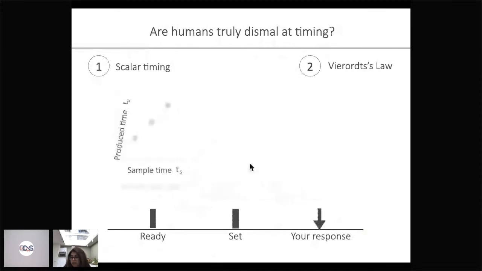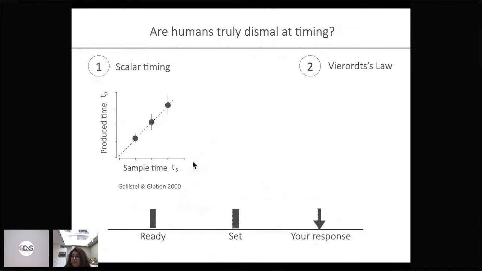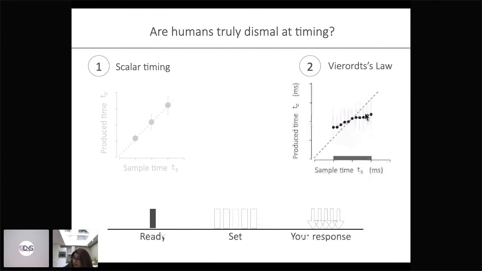So I can plot these two values against each other, and we would discover that as I give you increasing sample durations, the variability in your responses scales, and we call that scalar timing. Another interesting feature is that if I randomly sample the interval between ready and set from, say, a uniform distribution, then your responses at the edge of this distribution would become biased towards the center. This is something that we call central tendency or Vierordt's law.